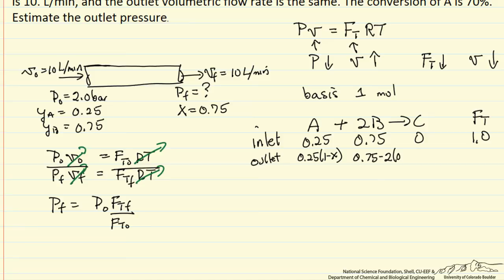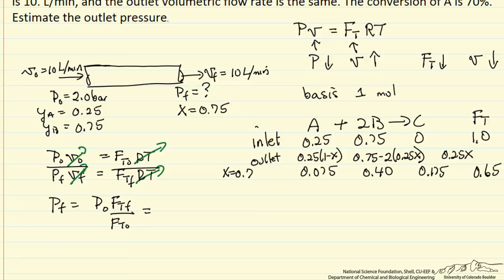For every mole of A, 2 moles of B react. So we have 0.25X, the moles of A that react, and twice that is B. And then C is 0.25 times X. Now, since X is 0.7, I can calculate each of these values. This is 0.075, 0.40, and then C is 0.175. I add these together, 0.65.